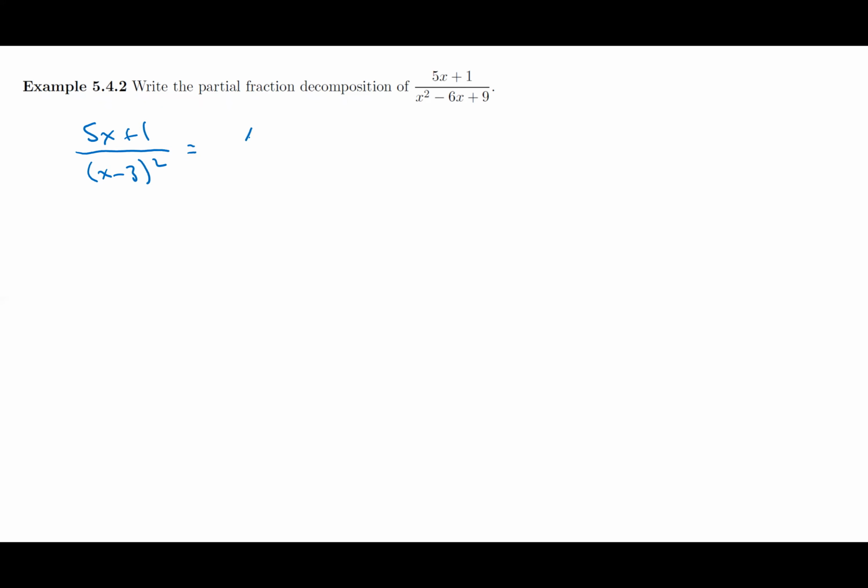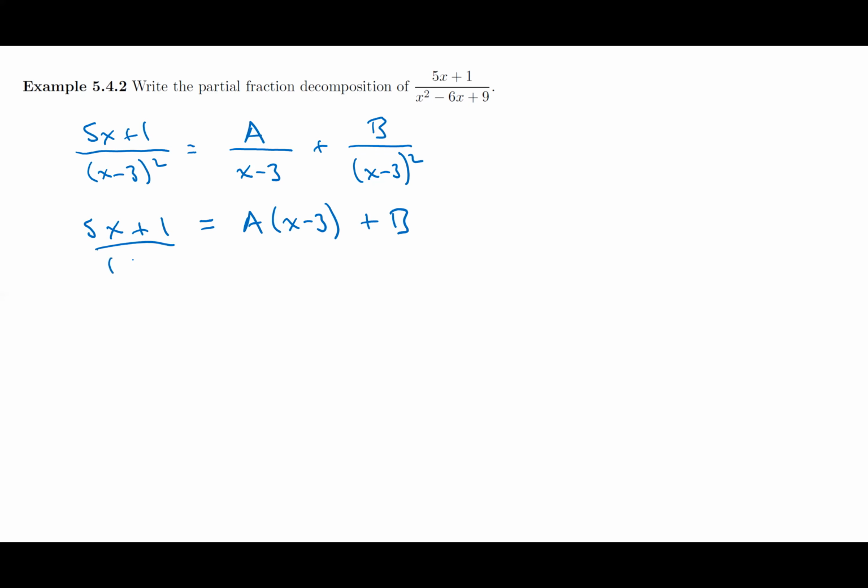So I'm going to have A over (x minus 3), and I'm going to have B over (x minus 3) squared. If my denominator factored as (x minus 3) cubed, then I'd have a third term out here. But now we play the same game, right? I'm going to equate the numerators after I get a common denominator. So A is going to need to get multiplied by (x minus 3), and B already has that common denominator, right? It's (x minus 3) squared. And so I can equate that to 5x plus 1.